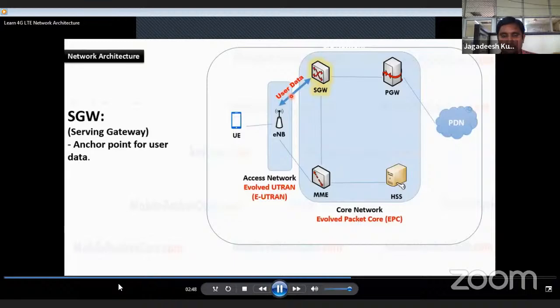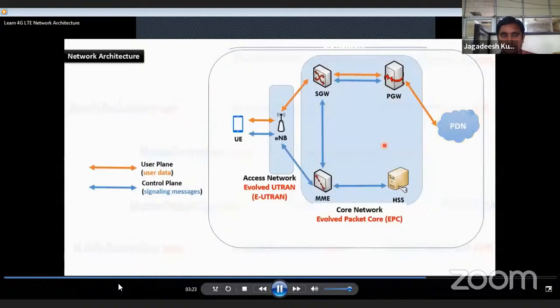Therefore, the SGW is the first point in the Evolved Packet Core that receives user plane data from the eNode B. In turn, the SGW serves as the mobility anchor point for user data while the UE is moving between different eNode Bs. Then the SGW connects to the PGW, which refers to PDN gateway. The PGW connects between the core network and the PDN. Finally, the PDN refers to public data network. It is the external network the UE connects to, if it is the internet or any other network.